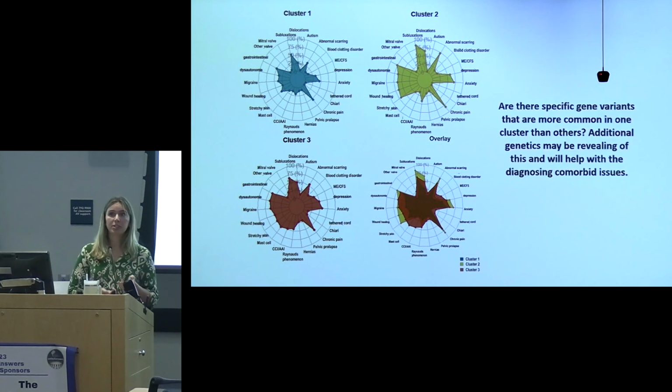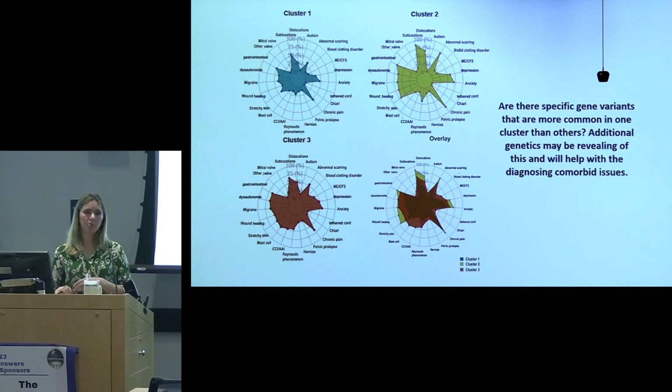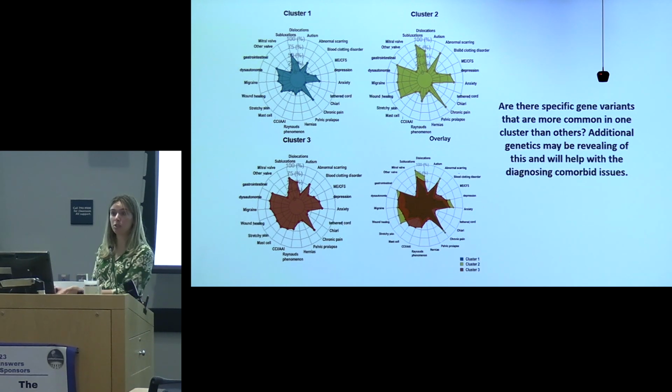This information is really interesting because as we do more genetics, we might be able to pair specific genetic information with specific phenotypes. So maybe there are gene variants that cause patients to have more of a mast cell phenotype, and that's why some patients maybe don't really have that, because they have a different underlying genetic issue.